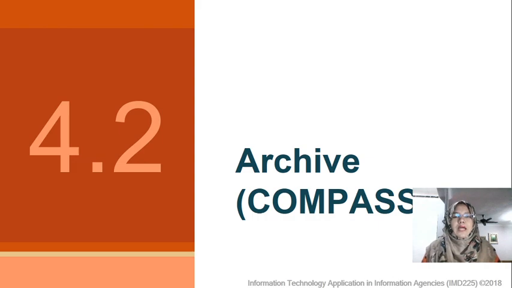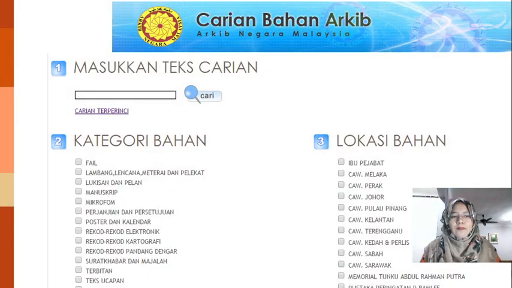And then we move to the archive. The archive uses Kompas. This is the Kompas interface, Carian at Arkib Negara Malaysia. So you can just place it here. By typing the keyword, you can find the category of the material itself and also the location of the materials.